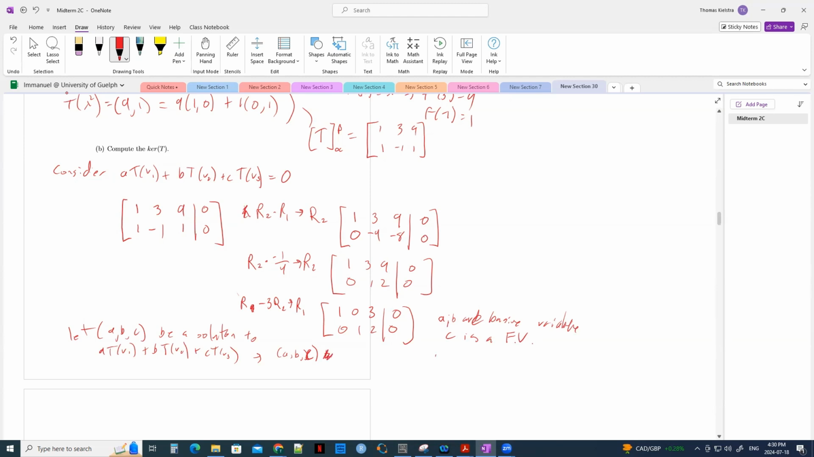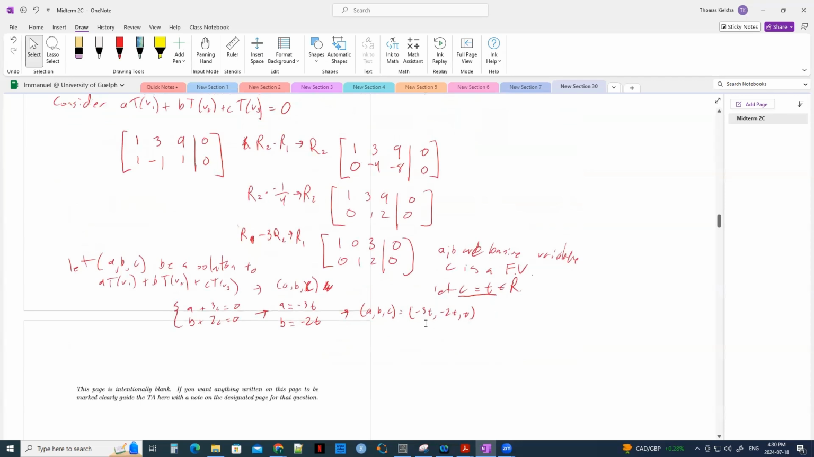Because c is a free variable, let c equal t, an element of the real numbers. So t is a real number, and now we have our system of equations. a plus 3c equals 0, and b plus 2c equals 0. Because we've let c equal t, this implies that a equals -3t and b equals -2t. Well, this implies that (a, b, c) equals (-3t, -2t, t).